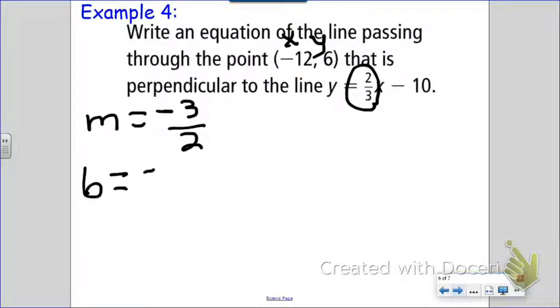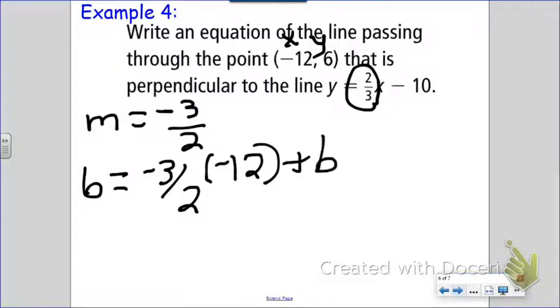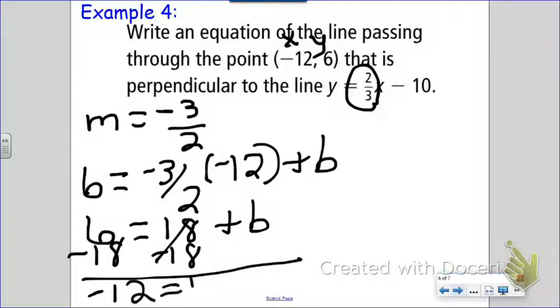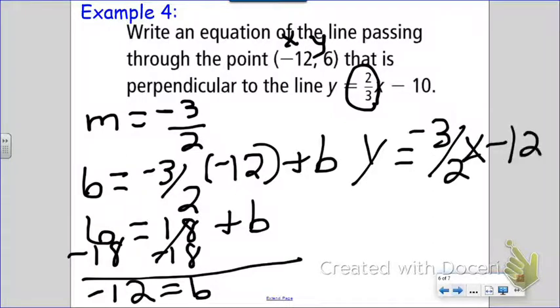6 equals -3/2 times x, which is -12, plus b. 6 equals, this would be 36 divided by 2, 18 plus b. Subtract 18 from both sides. -12 equals b. My new equation would be y = -3/2 x - 12.